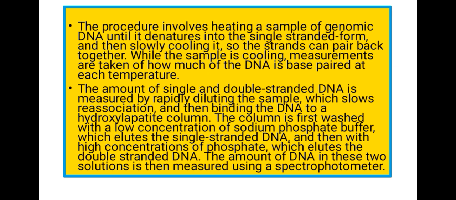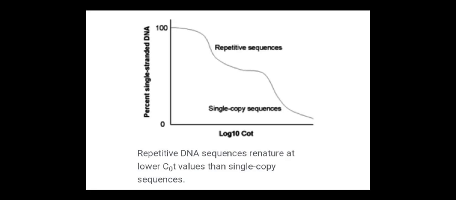The column is first washed with a low concentration of sodium phosphate buffer, which elutes the single-stranded DNA, and then with high concentrations of phosphate, which elutes the double-stranded DNA. The amount of DNA in these two solutions is then measured using a spectrophotometer. Repetitive sequence, single copy sequence. Repetitive DNA sequences renature at lower Cot values than single copy sequences.